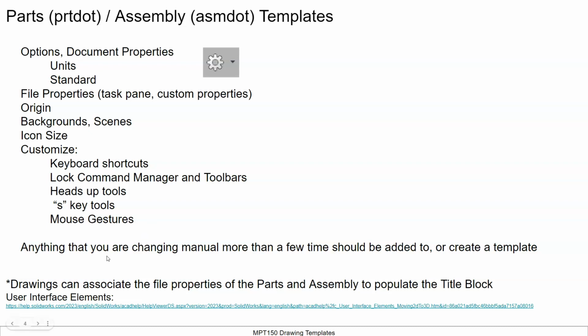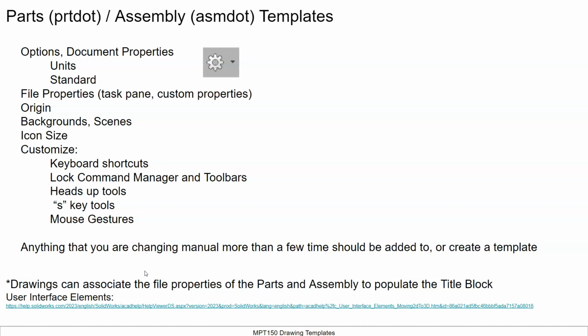Kind of the rule for creating a template: anything that you're changing manually more than a few times should be added to or create the template. If you find that you're constantly changing the units, constantly changing the number of decimal places, the tolerances, that's something that should be written into the template.